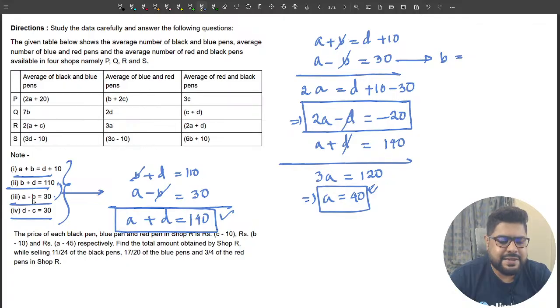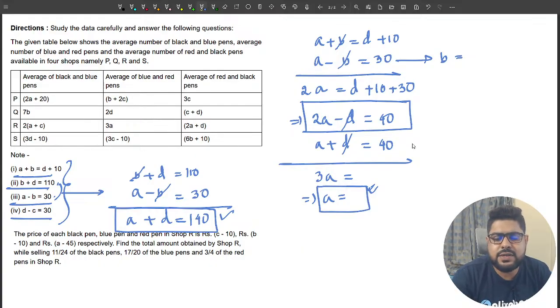A minus B is this, so B becomes A minus 40. Is there any mistake? There is a mistake, I guess. We did something wrong. Oh, this was plus, no? This was plus, sir. We made a mistake.